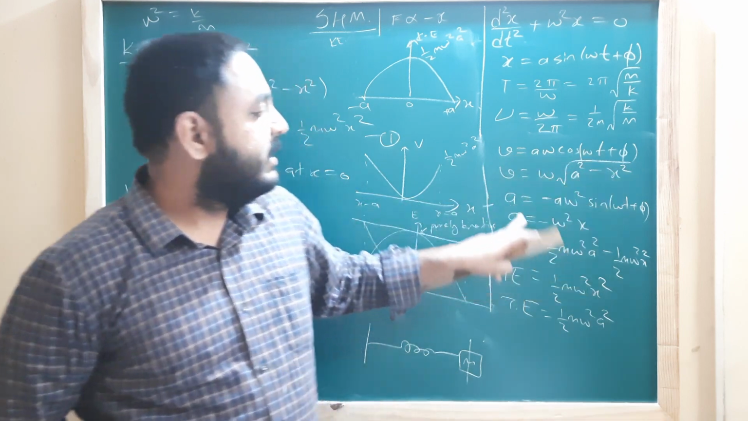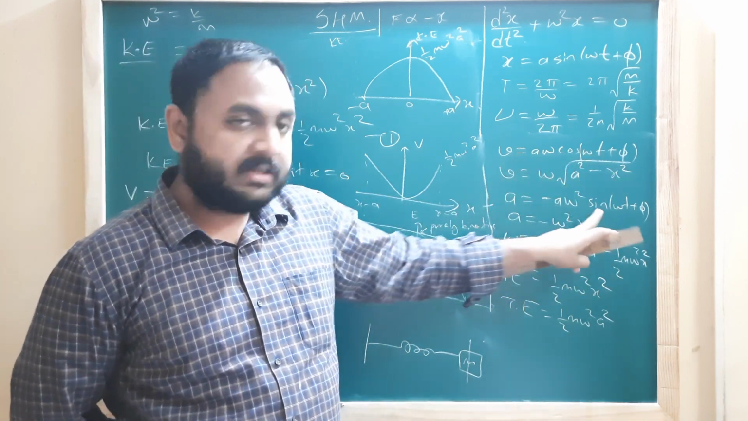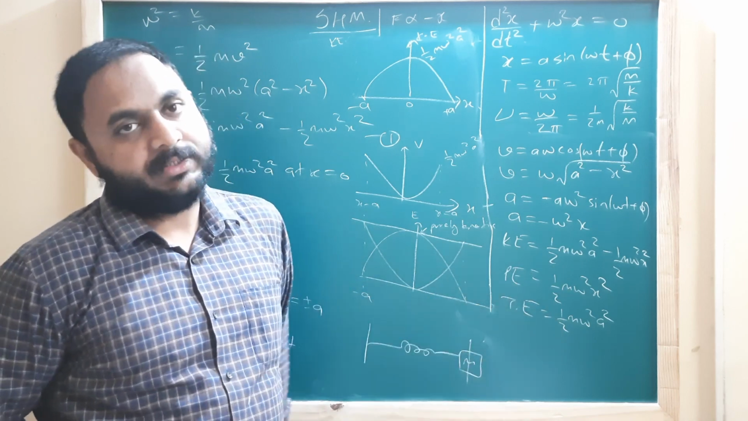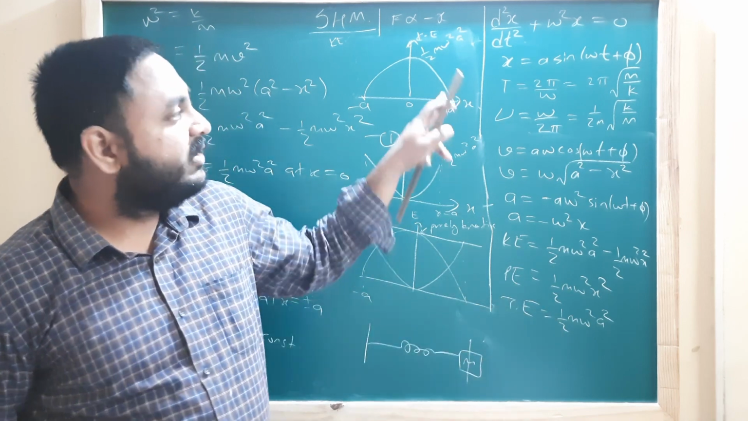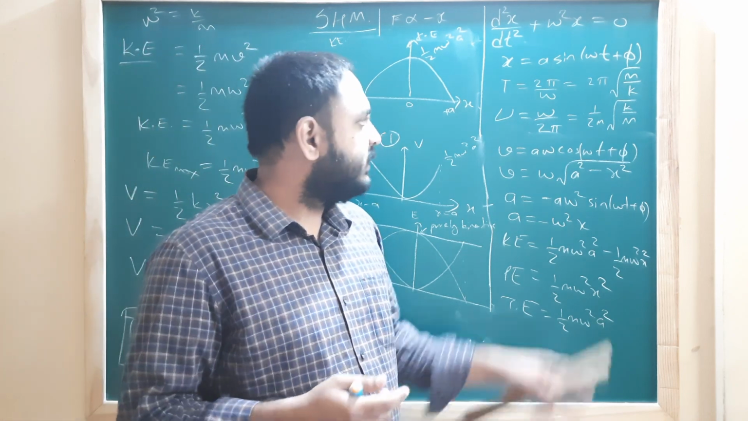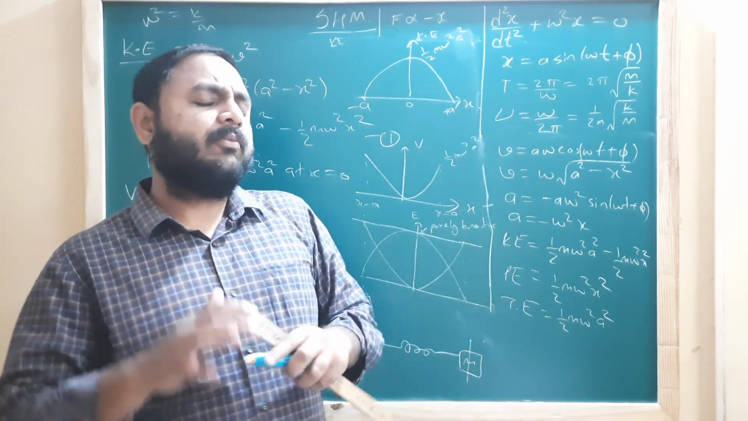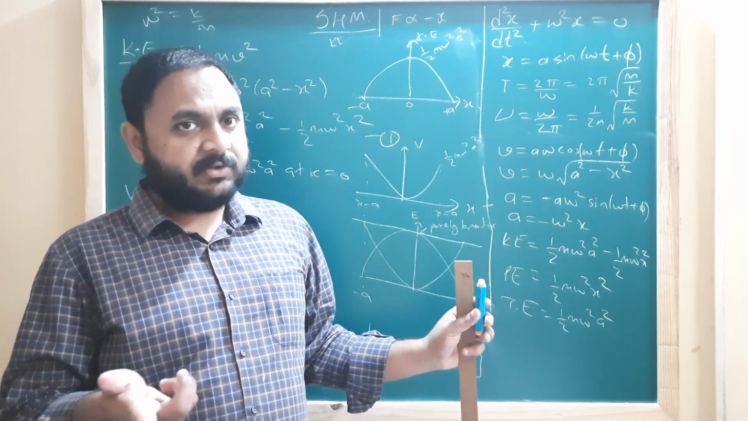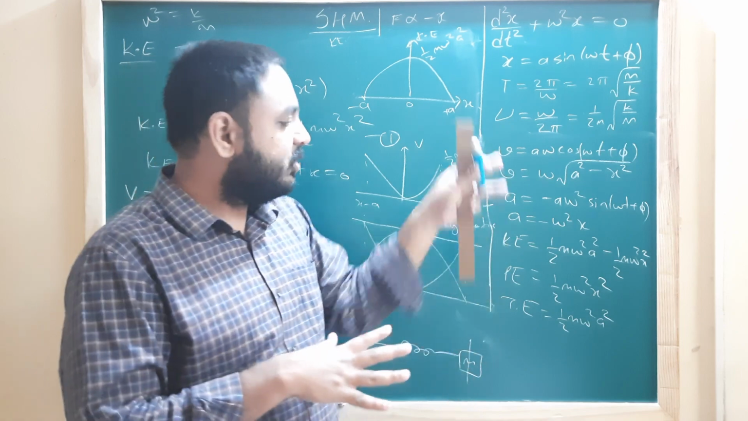Velocity in terms of phase. Acceleration in terms of displacement. Acceleration in terms of phase. Kinetic energy. Potential energy. And total energy. All these different things are called characteristics of SHM. मतलब उसके properties क्या है, उसके values क्या है. Using this, you can solve many different problems. Okay. Now in the upcoming videos, we will be doing problems based on all this.